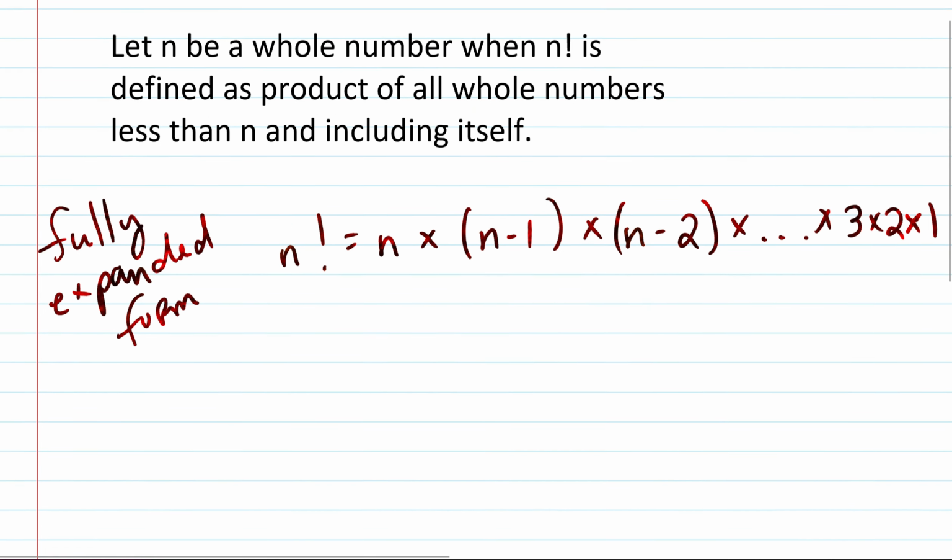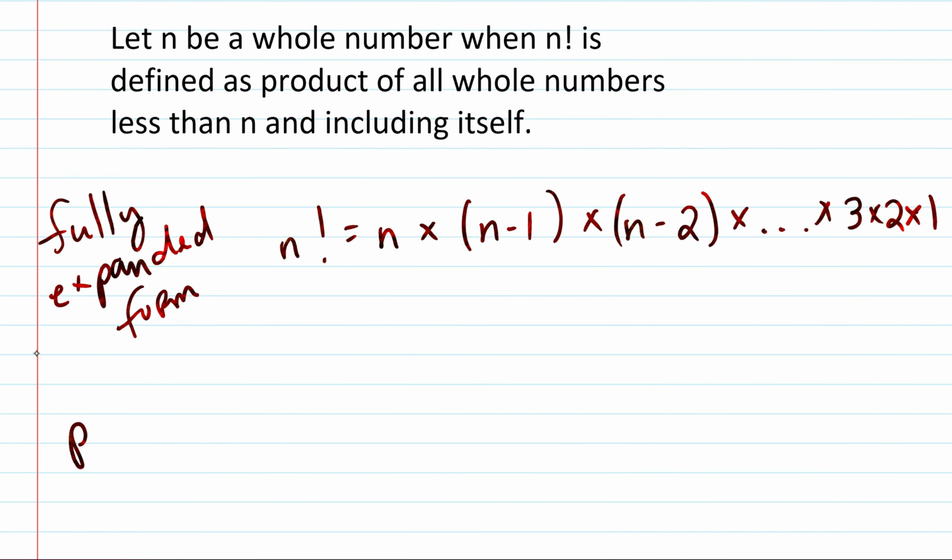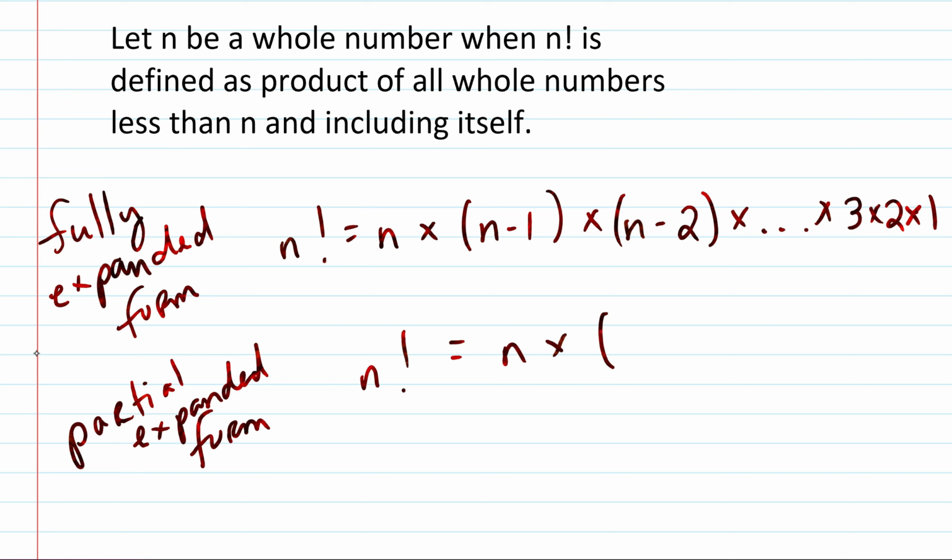Alright, we could also put this in, let's say, a more partially expanded form, and it looks as such. So we have n factorial equals n times n minus 1, taking the factorial of that quantity.